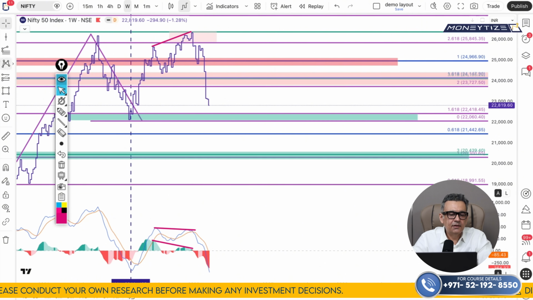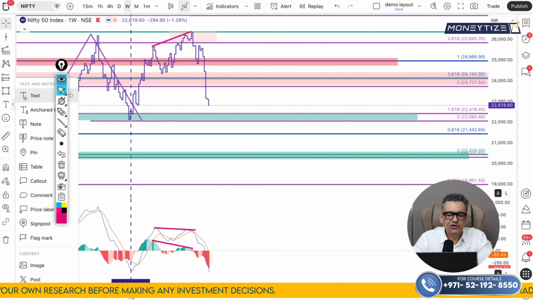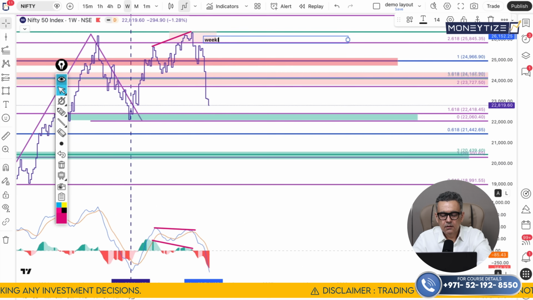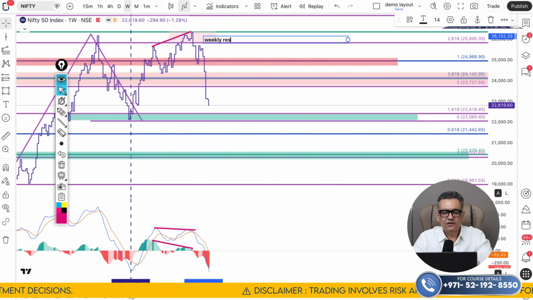Now I'm going to highlight this area. I'm going to add my notes here. So this is weekly resistance now.